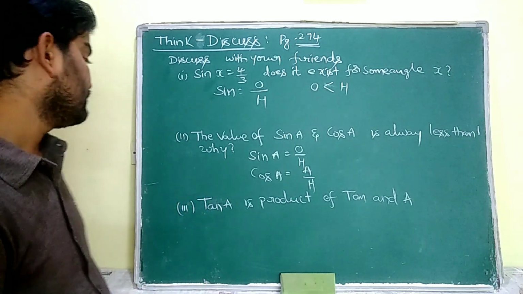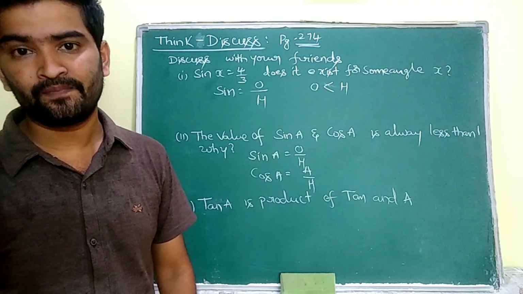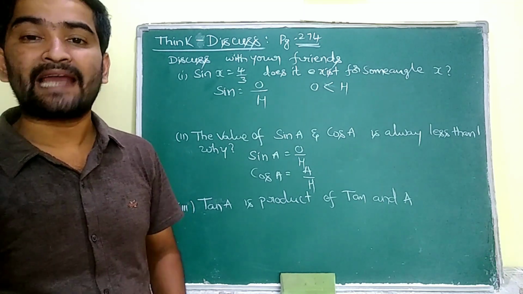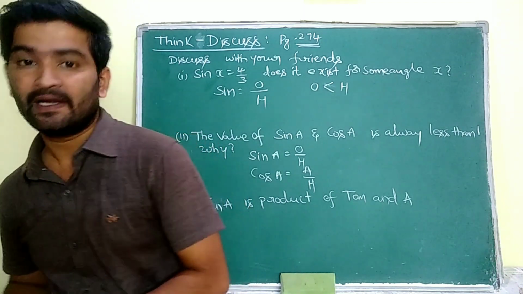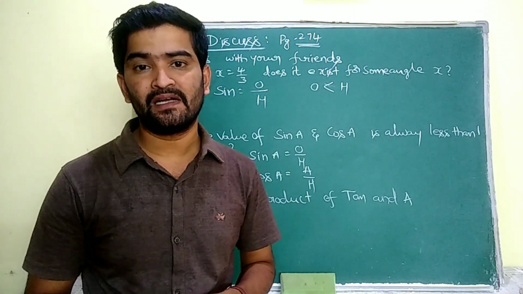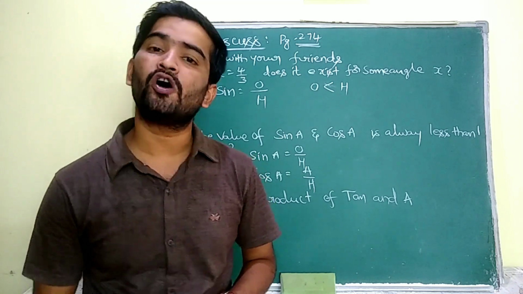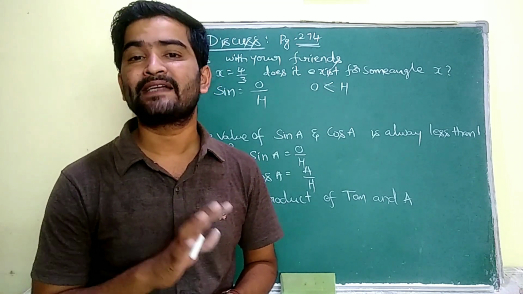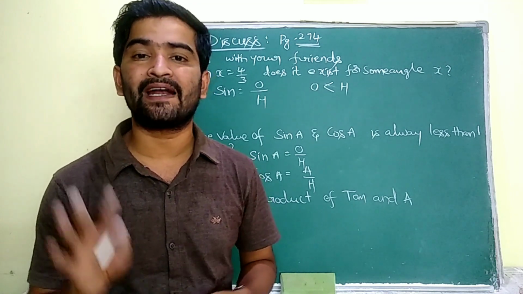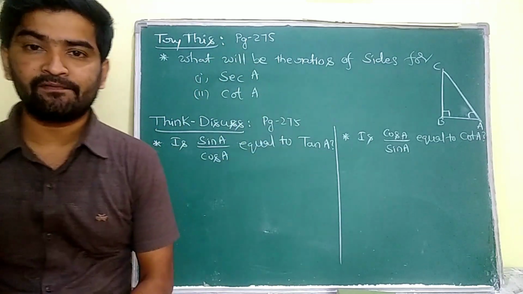Now, tan A is the product of tan and A, he is stating. We know that tan A is a trigonometric function. It is not the product of tan and A. Tan A is a trigonometric ratio or trigonometric function. Tan A is not the product of tan and A. Understand? Try this, page number 275.